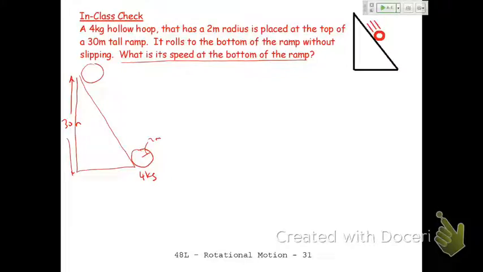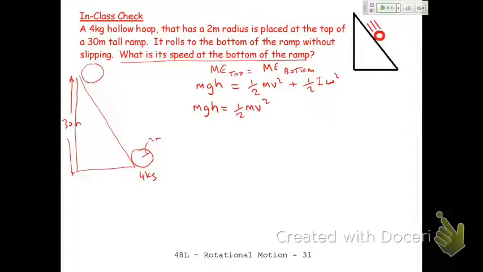So we say ME top is equal to ME bottom. What's mechanical energy? So I say mgh is equal to 1/2 mv squared plus 1/2 I omega squared. Let's leave it in letters. What is the equation for the moment of inertia of a hollow hoop rotating about its cylindrical center?